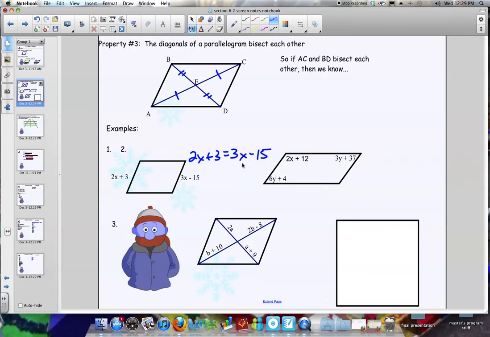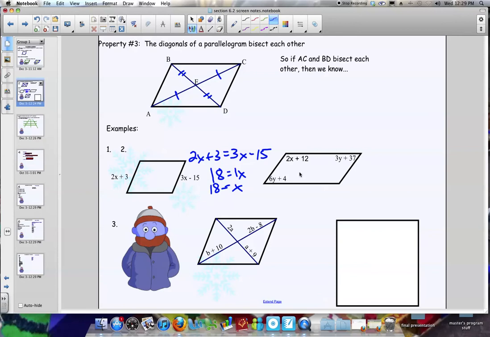From there, we can do our algebra skills. We would subtract 2x over here and make that a 1x, and then we would add 15 over to the other side since it's negative and make it 18. So our x value would be equal to 18. If I wanted to know then what my actual length would be, I would plug 18 back in. 2 times 18 is 36, plus 3 would be 39. And that is how that would go.